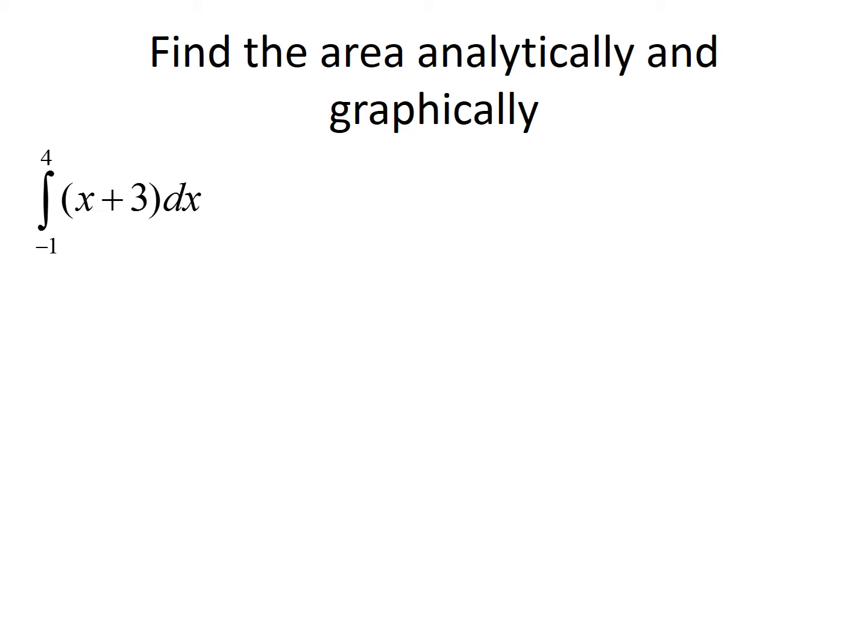Once again, we're going to graph this first. And when I graph this, I get a linear function, and I'm evaluating it from -1 to 4. So we have to imagine there's a line here and a line here. Now, what shape does this make? I'm looking for the area under this curve. What shape does this make?